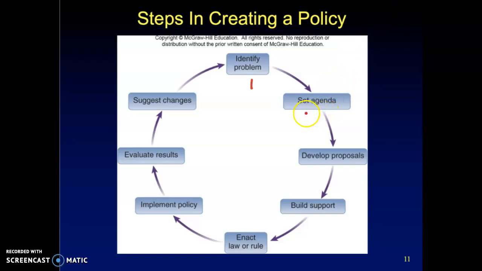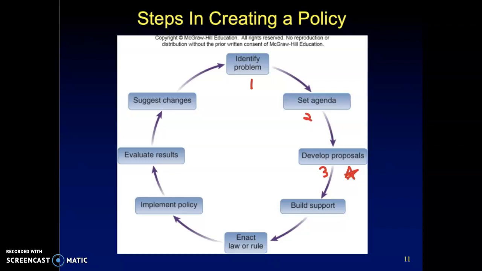Set your agenda. What are you trying to do here? Okay, I'm trying to increase the population of eagles. I'm trying to decrease the amount of waste being discharged into Lake Springfield, etc. Here's my proposal. This is what I think we need to do. Here's the science behind it. Make sure you have the science behind that proposal. Otherwise, it's not easy to convince people.